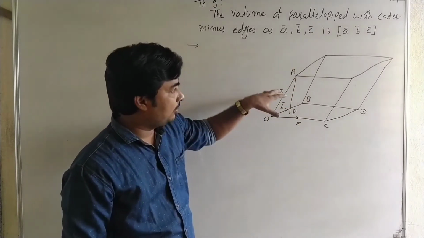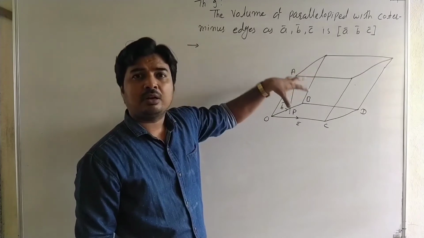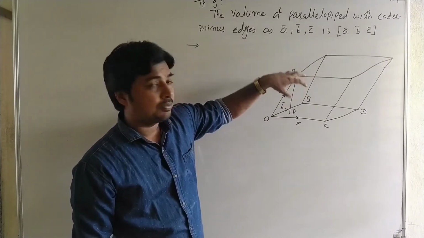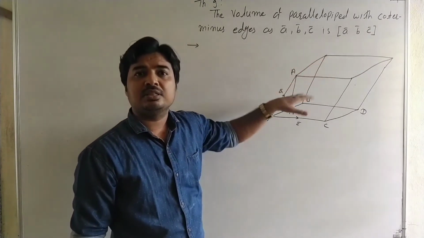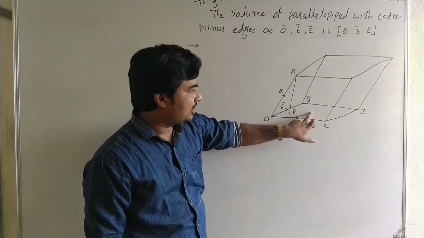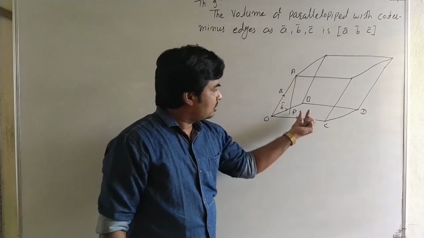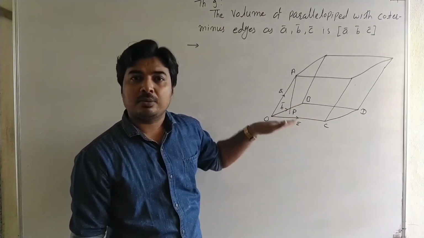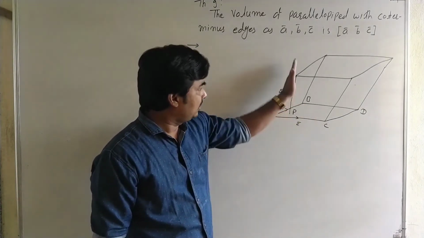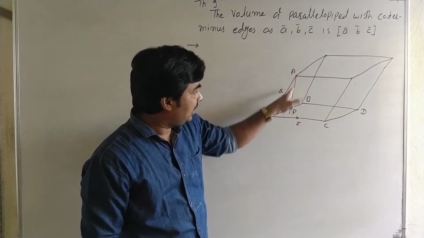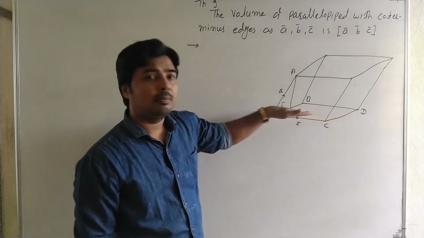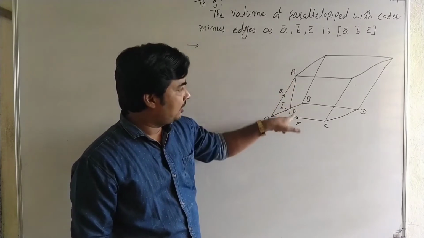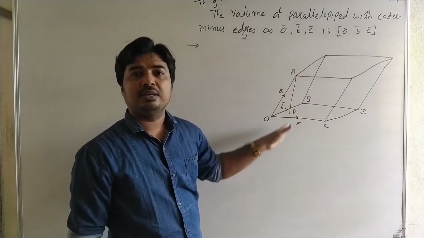In a parallelepiped, opposite surfaces are parallel, and each surface is a parallelogram. Now the base is a parallelogram, so we know the area of the base. Now we find only the height, that is AP, perpendicular to the base.